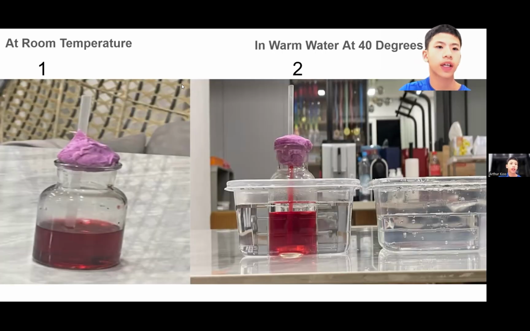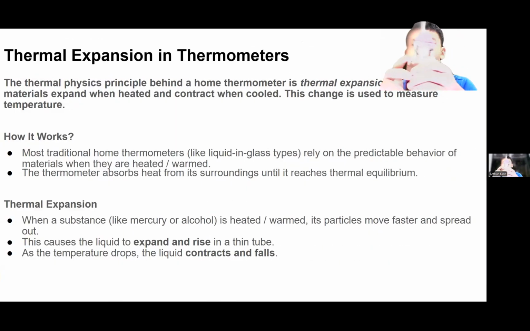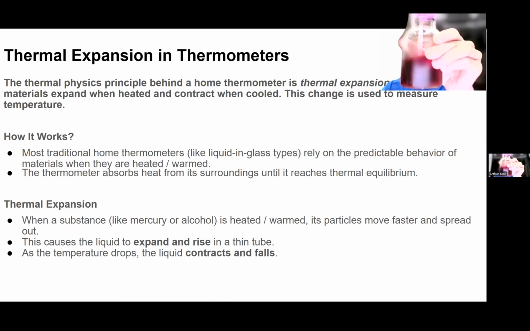In the first picture, you can see the setup at room temperature, and in the second picture, you can see it at 40 degrees Celsius. These are my markings. First, here at 40 degrees Celsius, and here at 28 degrees Celsius.